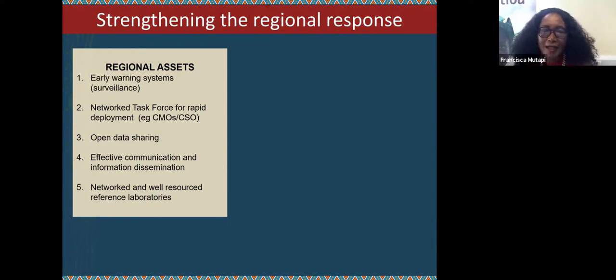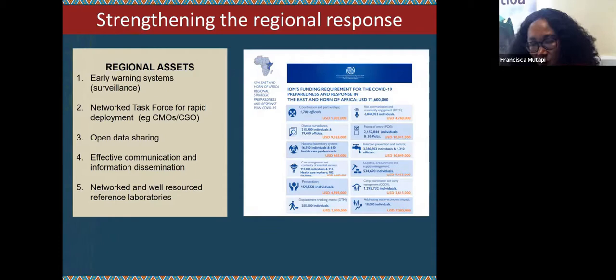Now, this looks like an idealistic list, which every scientist would jump up and down and say, this is fantastic, let's do that. But how realistic is this? Well, I'm delighted to say that we have an example of where this has already been thought of, and this is in the Horn of Africa, where much earlier on in the epidemic, they were making plans of how that region can respond as a region and not as individual countries to the COVID-19 pandemic.